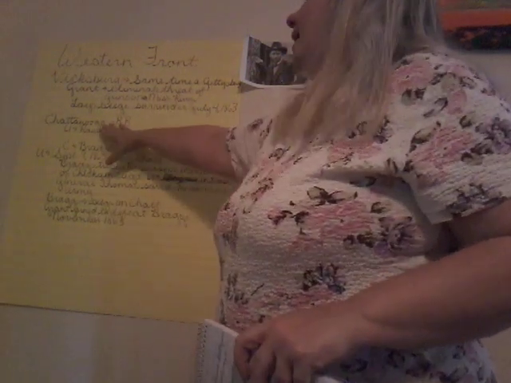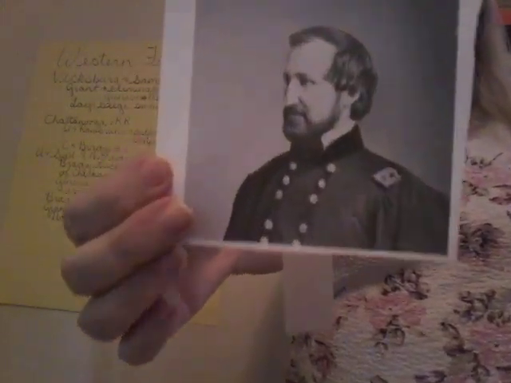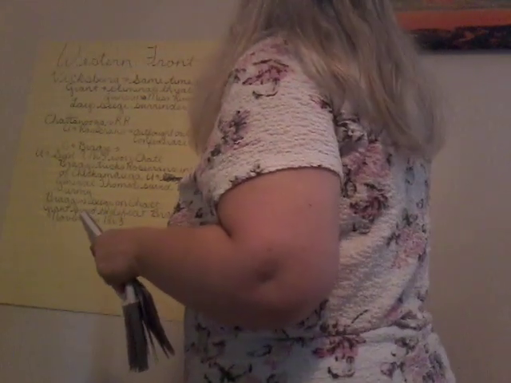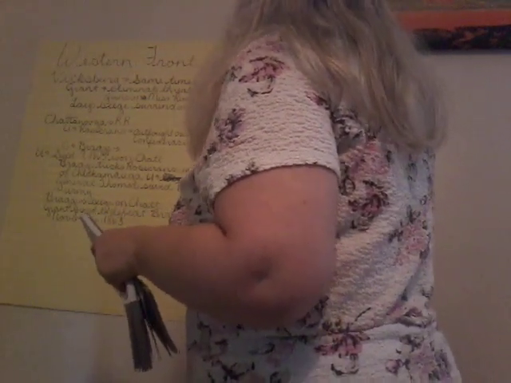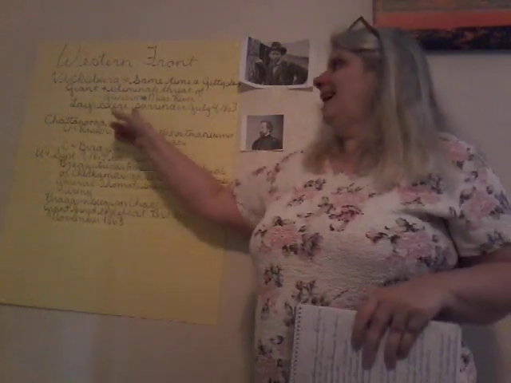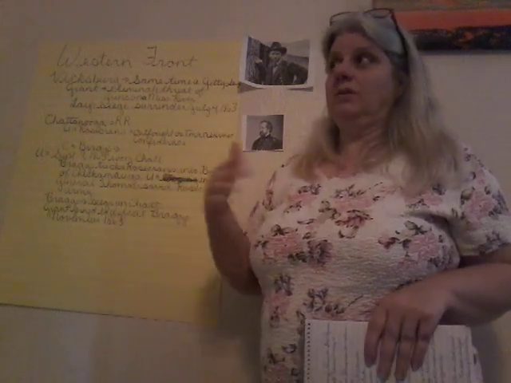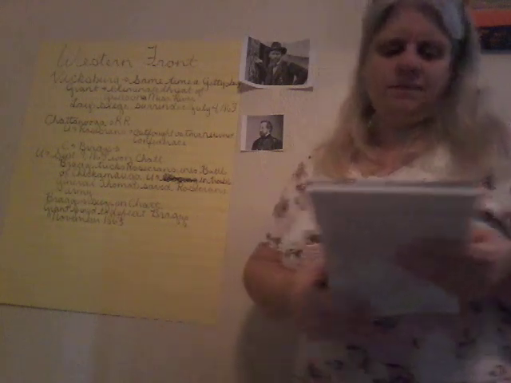Okay? Chattanooga. Remember we talked about Chattanooga. We talked about how it was a hub for the railroad. So Chattanooga's next on the list. This is our general, William Rosecrans, okay? He's the Union guy. He goes in to take over the city of Chattanooga so that they have another railroad hub that they can control the amount of supplies going in and out, all right?